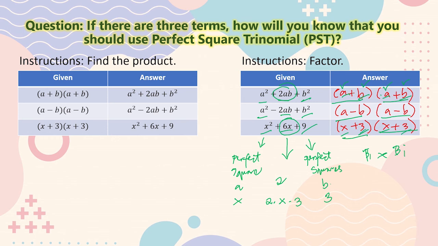Now, what should be the operation in our binomials? That must be the sign, whatever is the sign of or the operation of our second term. So for 2ab, that's a plus before it. So you have to use plus here. So plus, then plus. Here, the operation before 2ab in the second term is minus. So you will be using minus as well. Here, before our 6x, that's a plus. So that's also a plus in here.